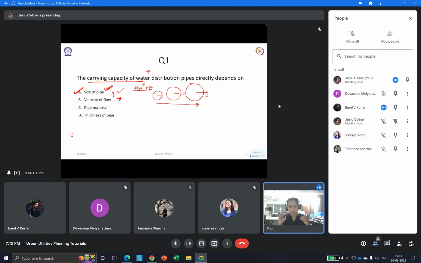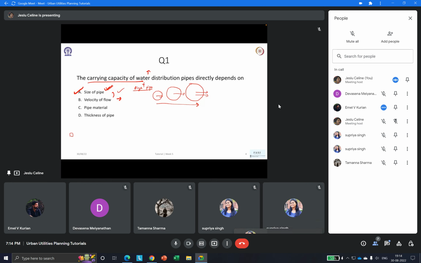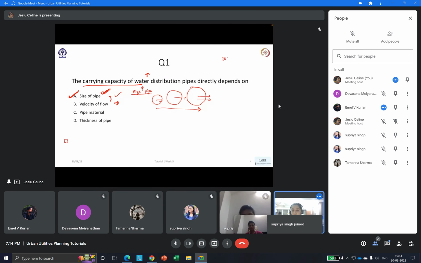But this question simply asks, while designing a pipe, what are the factors that we will consider? That is, to look at the carrying capacity. If I have a fixed carrying capacity of 100 that I need, and I've designed for this, now I want to increase the carrying capacity to 200. So what are the things I can change? That is what they're talking about, the direct dependency over here.